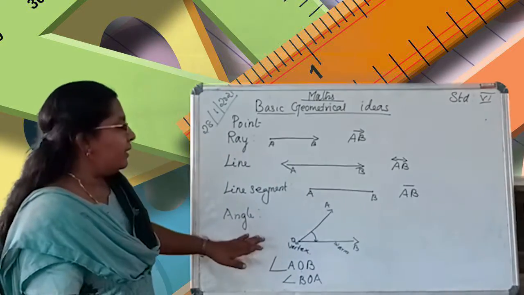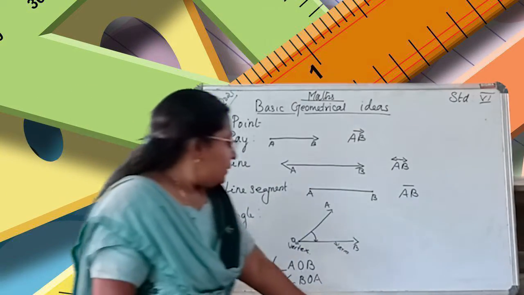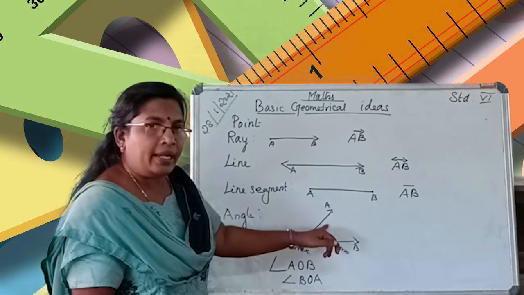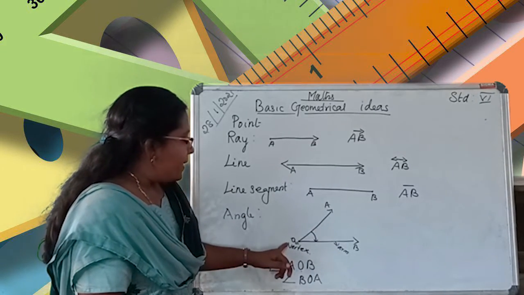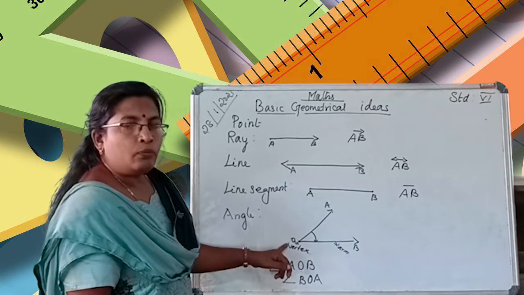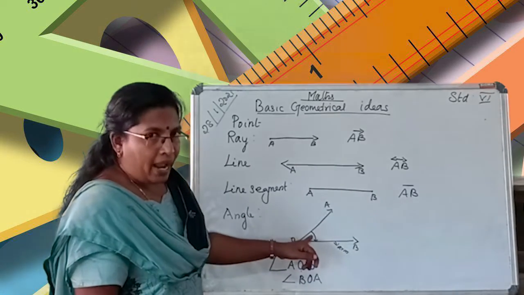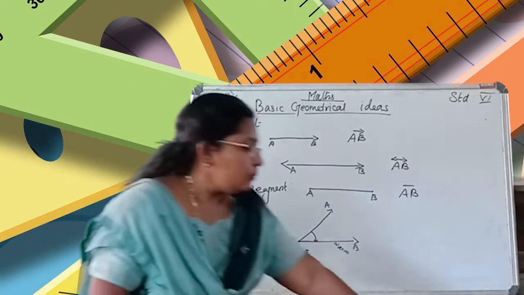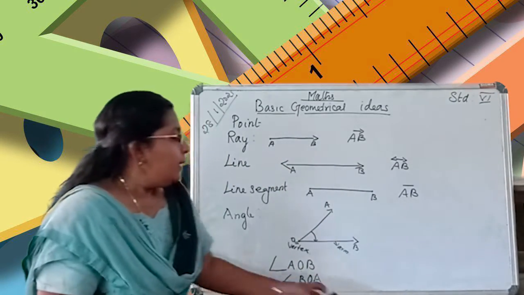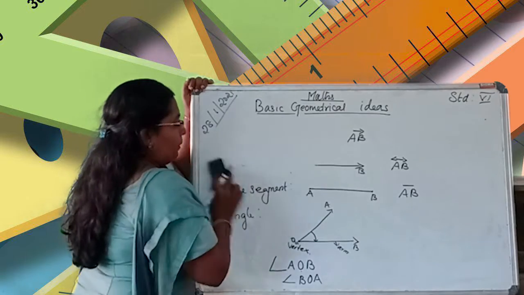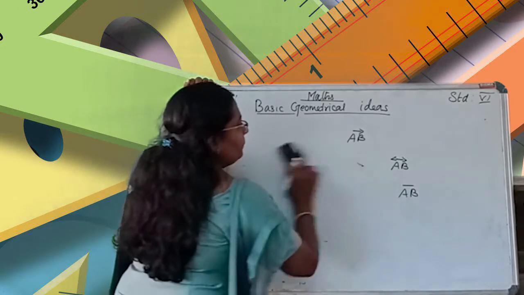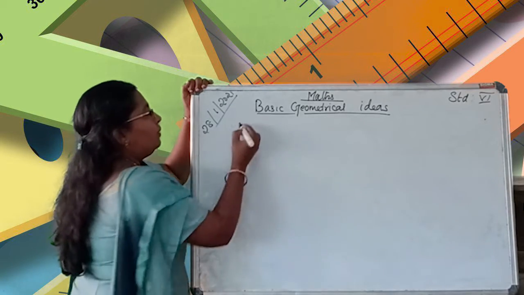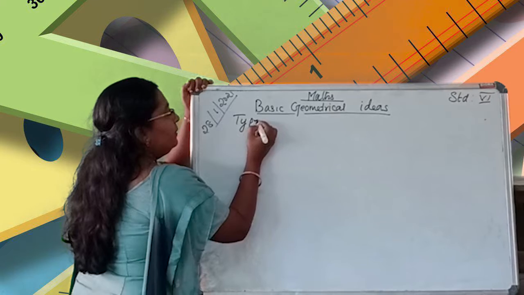Understand this one? Angle. That is two line segments or lines meeting at a common point form an angle. The meeting point is called the vertex. Then there are different types of angles that we studied in the 5th standard. Types of angle. Do you know what are the types of angle?